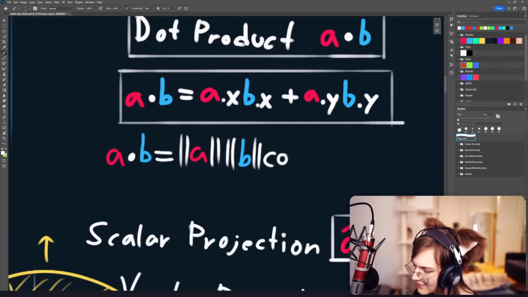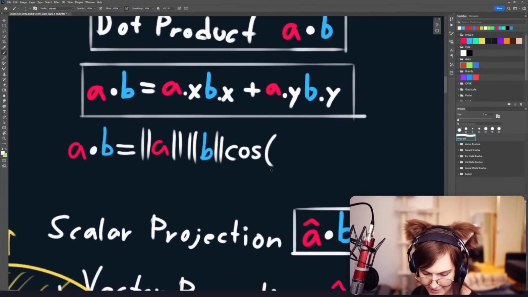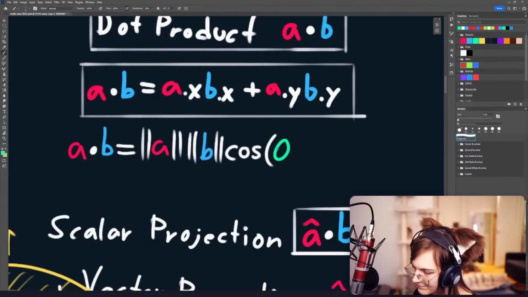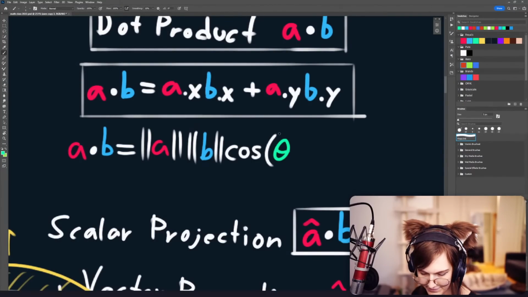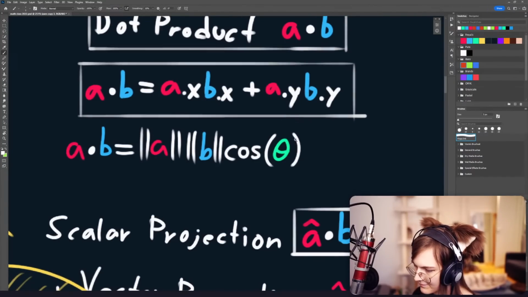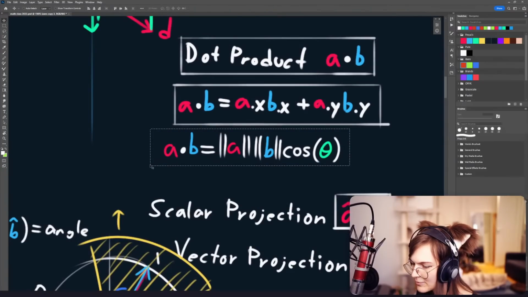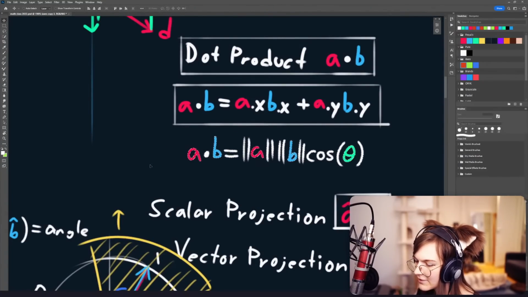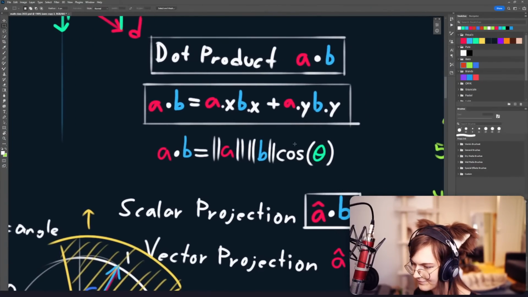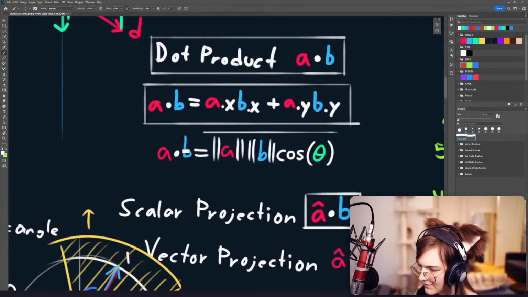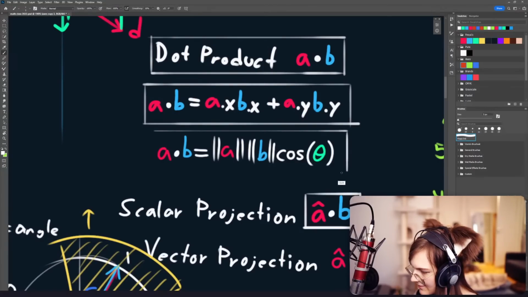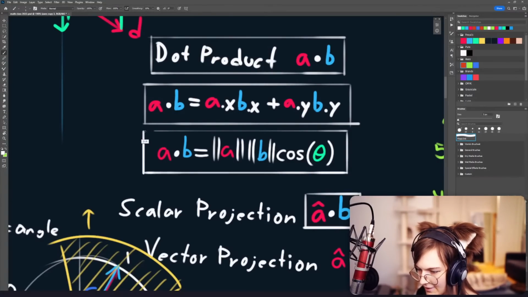Times the cosine of the angle between them. So I'm just going to write that as theta. And so this is also a definition of the dot product. And so the dot product is actually very closely related to the trigonometric function. So there we go. This is a second definition of the dot product.